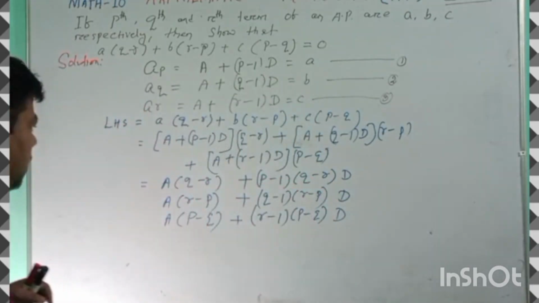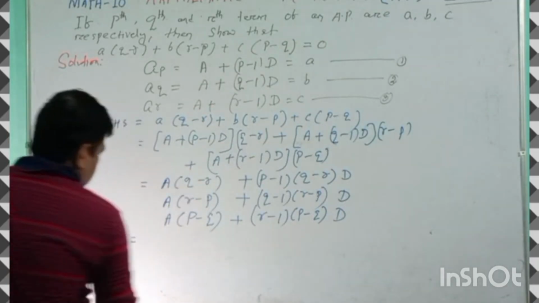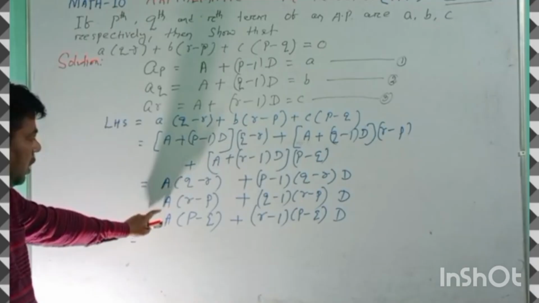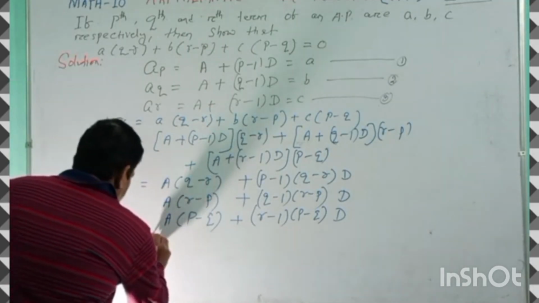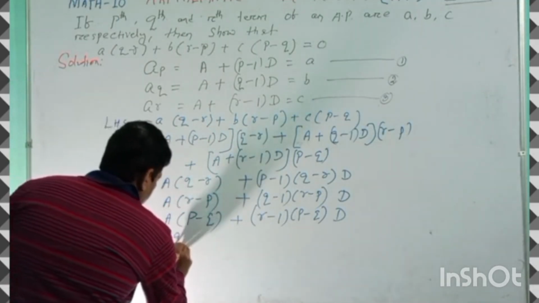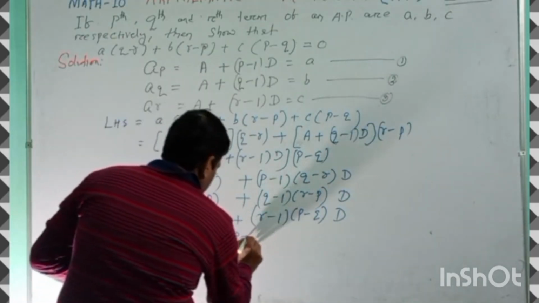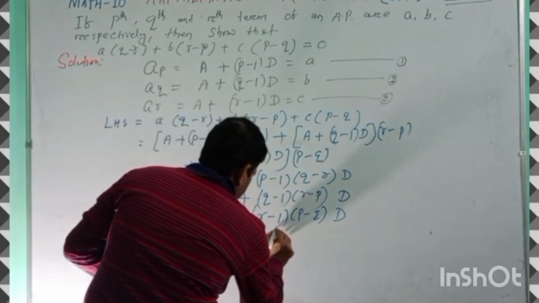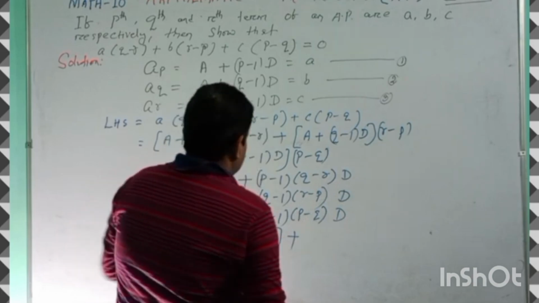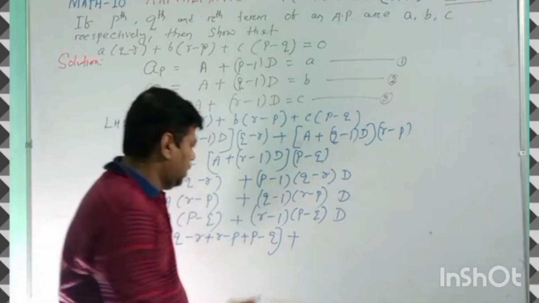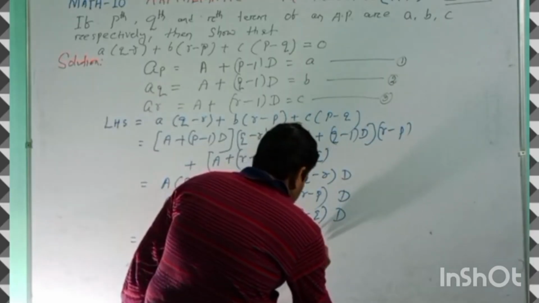Okay, understand? Now let us see. Can you bring the common here? A and A. By taking the common, it will be what? (q minus r) plus (r minus p) plus (p minus q). Similarly, in the second term we can bring the common, d is the common factor. Okay. Now let us see, d is the common factor.